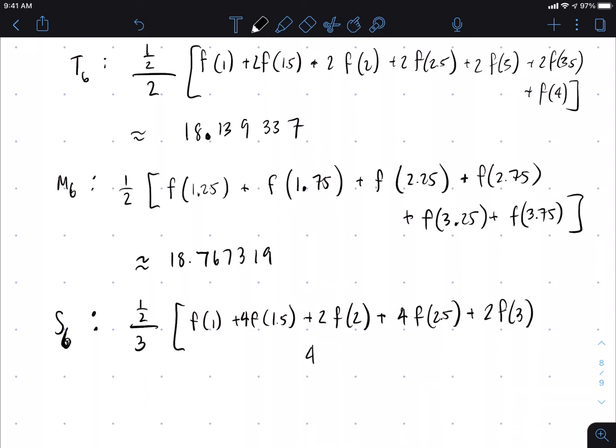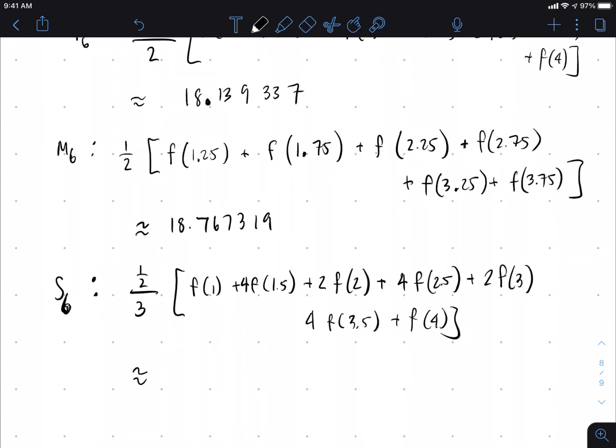And then I need 4f of 3.5, and then plus f of 4. And then with your calculator approximation, 18.428. Oopsie daisy, I messed up. 3834. But again, that is only using the formulas in your calculator.